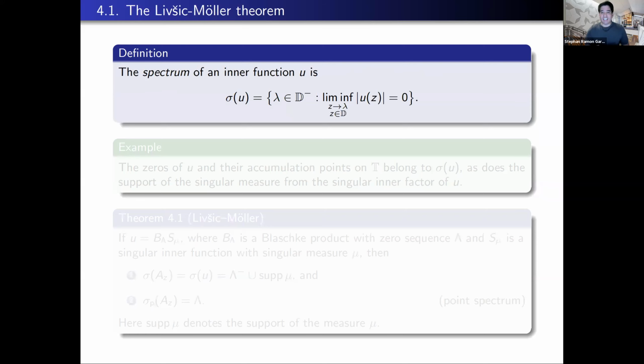So I need to tell you about the spectrum of these operators. This is where the function theory of the model space interacts with the operator theory of the compressed shift. We're going to need to define the spectrum of an inner function. The spectrum of an inner function is the lim-inf zero set. It's the set of points in the closed unit disk where this limit inferior is equal to 0. And there's a couple of ways you can sneak into this set.